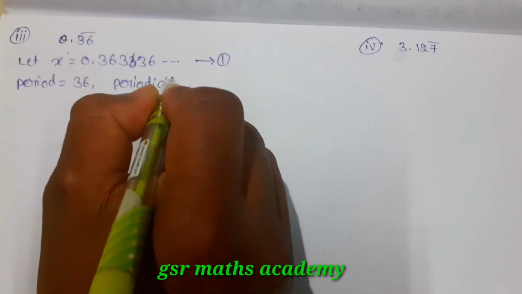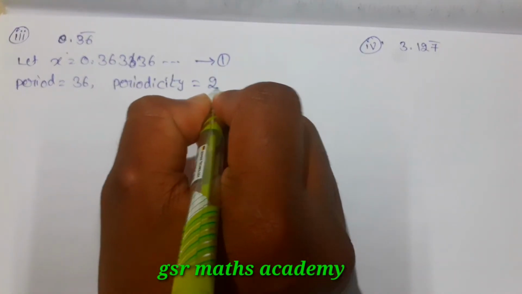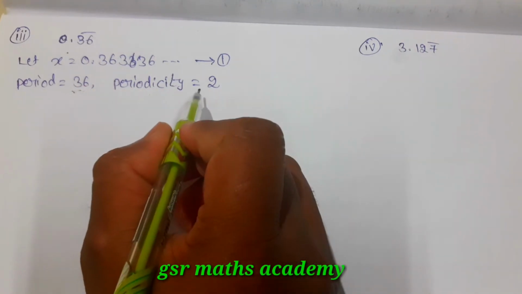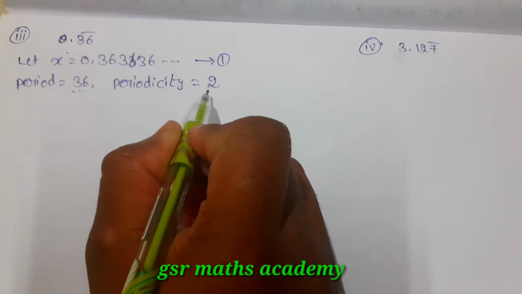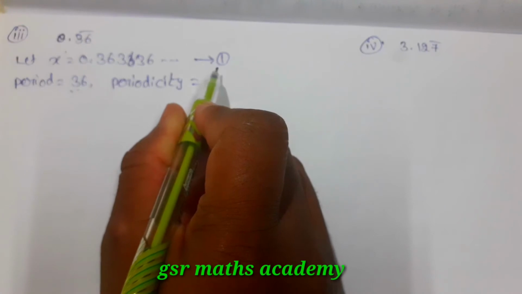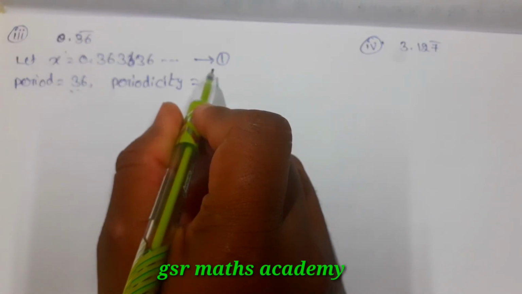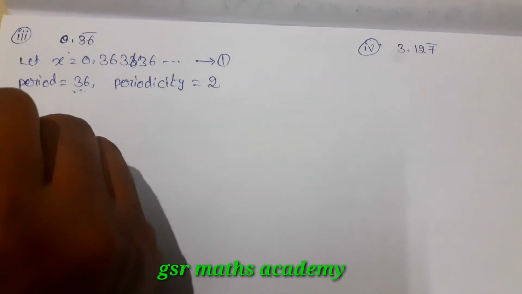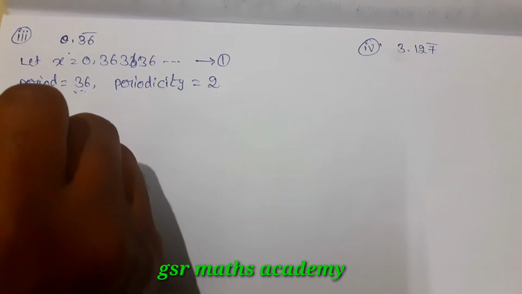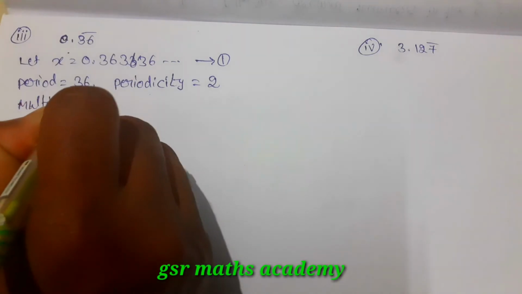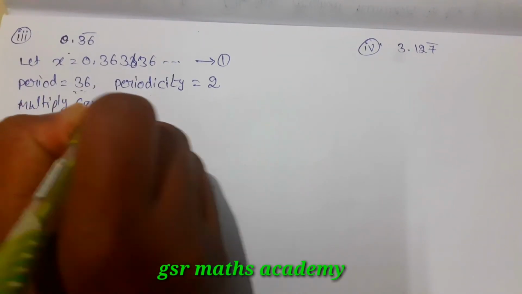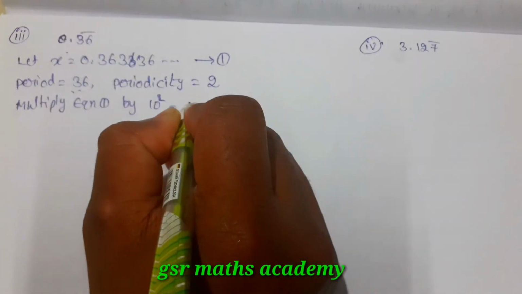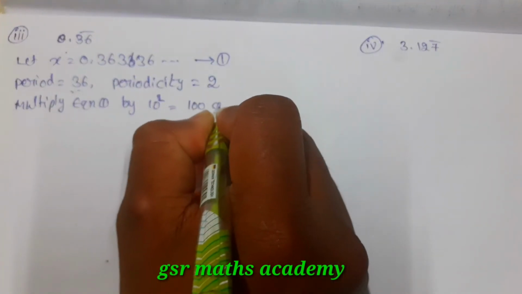What is periodicity? Periodicity is 2, as 2 digits are repeating in that period. If periodicity is 2, then equation 1 must be multiplied by 10 square, which is 100. So multiply equation 1 by 10 square, which is equal to 100, on both sides.